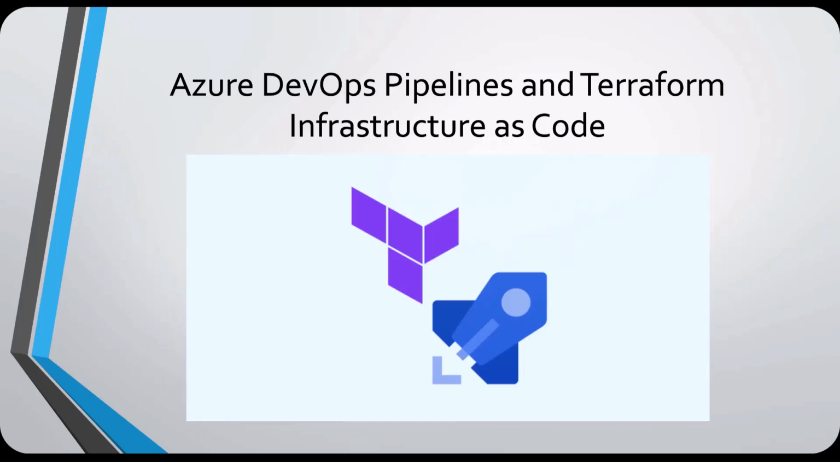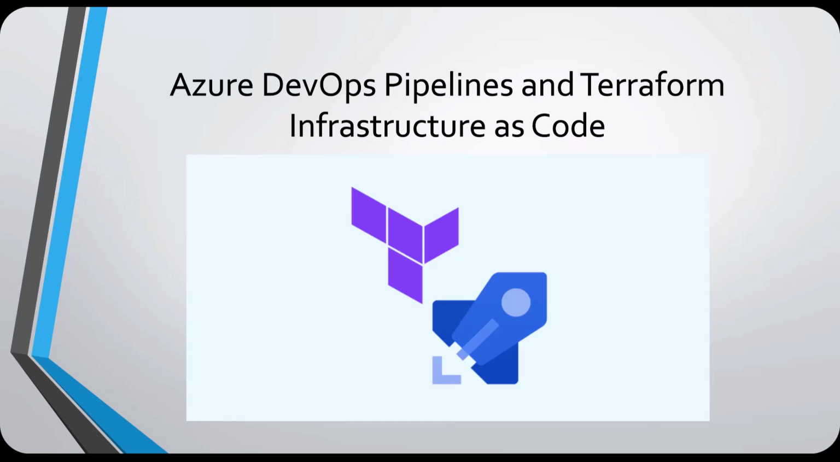Before we jump into the demo, let's have a little chat about Azure DevOps Pipeline and Terraform infrastructure as code. Terraform is an open source tool by HashiCorp that allows you to define and provision infrastructure using code. Instead of manually creating resources in the Azure portal, you write a configuration file that describes your infrastructure. Terraform supports multiple cloud providers, including Azure, AWS, and GCP. For the scope of this video, we're only going to be focusing on Azure.